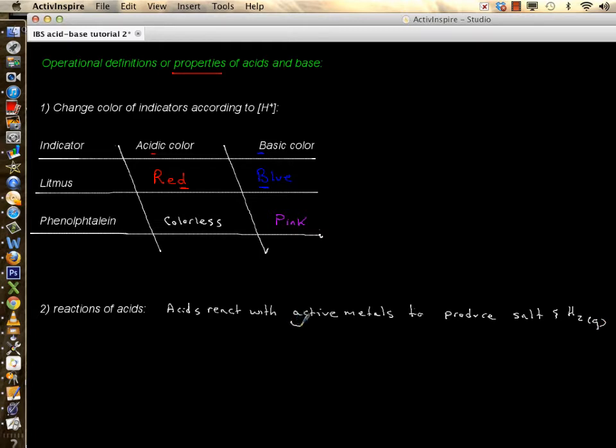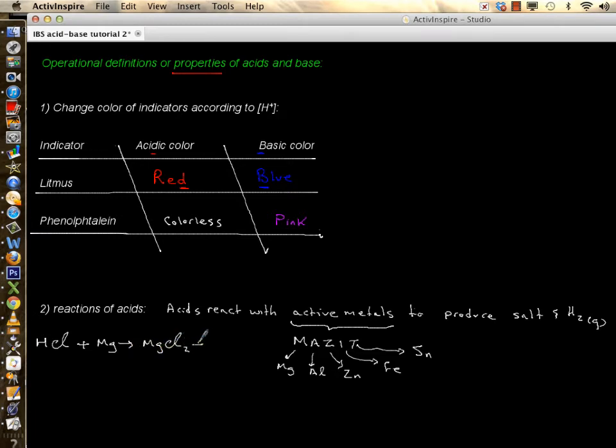Now, active metals have an acronym. You can remember MAZIT. M in MAZIT is magnesium, an active metal. A is aluminum. Z is zinc. I is for iron, Fe. And T is for tin, which is Sn. Now, if you take an acid such as HCl, it will react with magnesium, gives you salt, magnesium chloride, MgCl2, and releases hydrogen gas. Magnesium is solid, HCl is aqueous, and put 2 as coefficient.